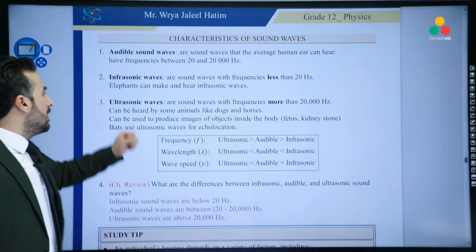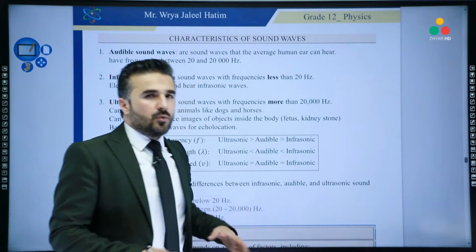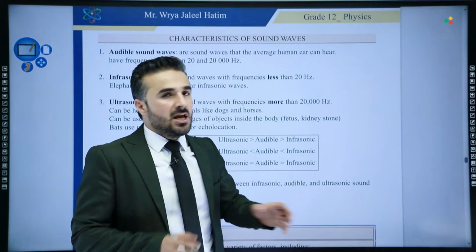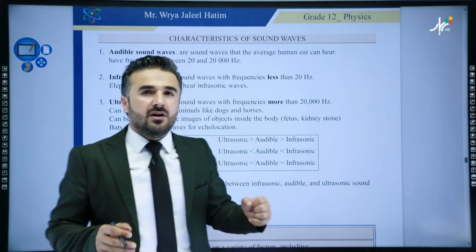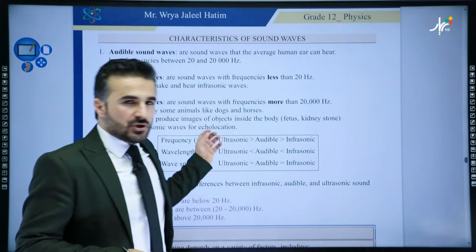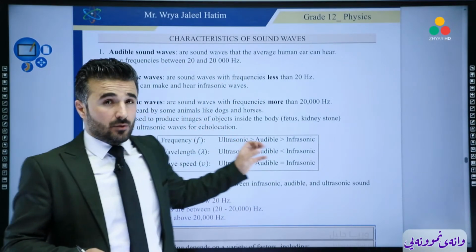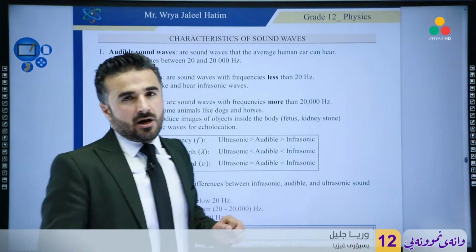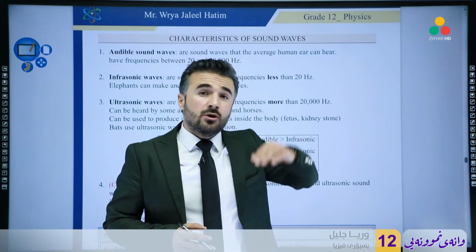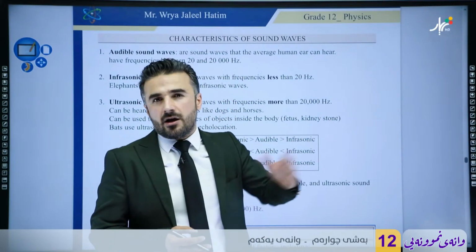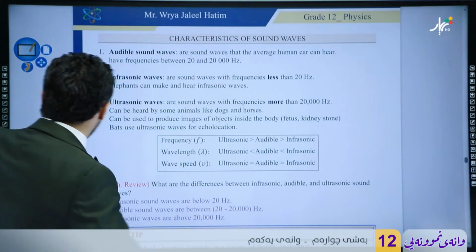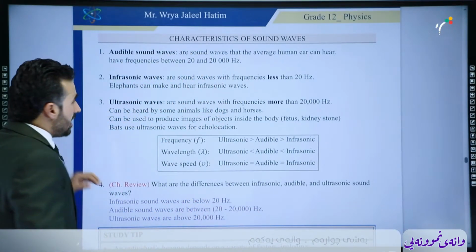All right, and then we have ultrasonic waves. Ultrasonic waves are those sounds that have a very high frequency, and humans do not hear them. Why? Because it is out of the range of human hearing. So ultrasonic waves are those that humans do not hear, and the frequencies are from 20,000 hertz and above. So any frequency higher than 20,000 hertz will not be heard by humans.